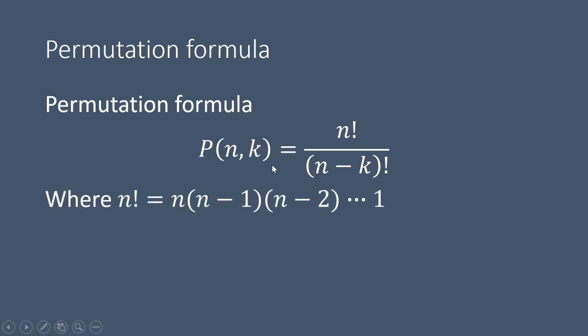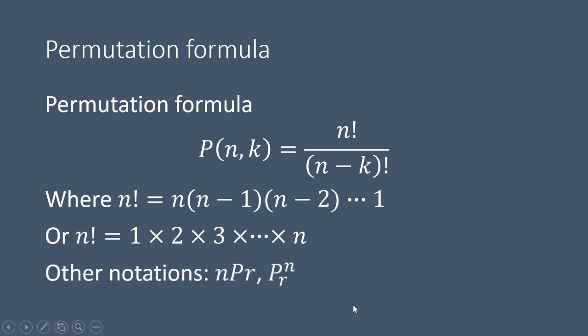N permutation k, that is how you read it. N permutation k is equal to n factorial divided by n minus k factorial, where n factorial is this, n times n minus 1 times n minus 2, so on and so forth. But I personally prefer to write it in this way. N factorial is equal to this, 1 times 2 times 3, so on and so forth until you get to n. These are the other notations for the permutation formula: n permutation r or n permutation k.